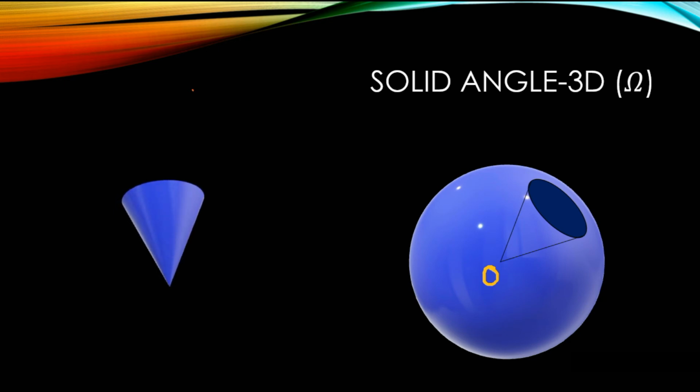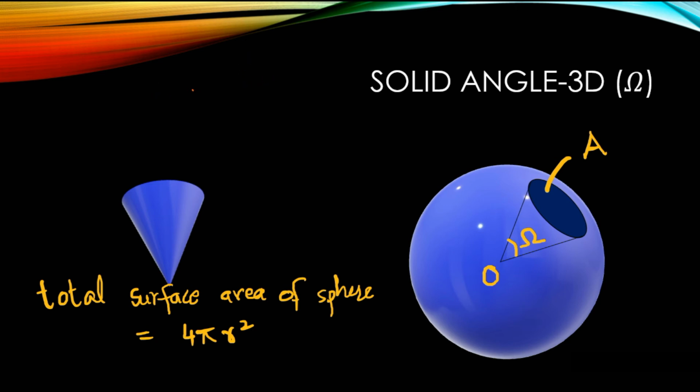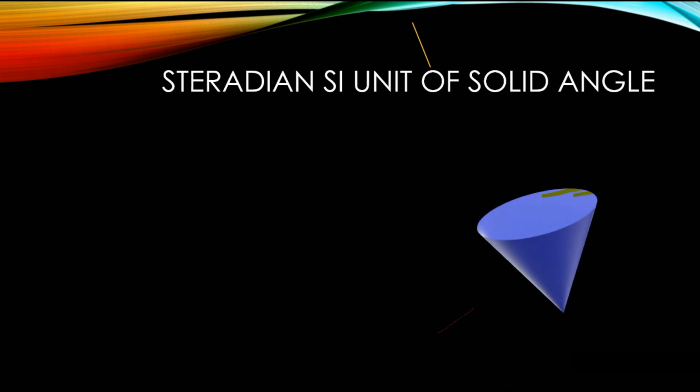If we consider the base area of the cone as capital A, and the angle subtended at the center of the sphere is sigma, then sigma equals area by square of r. The total surface area of the sphere is 4 pi r square. It is known from geometry. So the total number of steradians in a complete sphere would be sigma equals 4 pi r square by r square, and here r square cancels out with r square, and we get 4 pi steradians in a complete sphere. Again, steradian is the SI unit of solid angle.